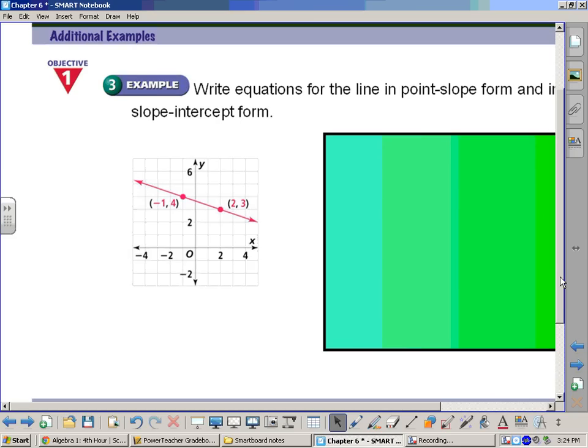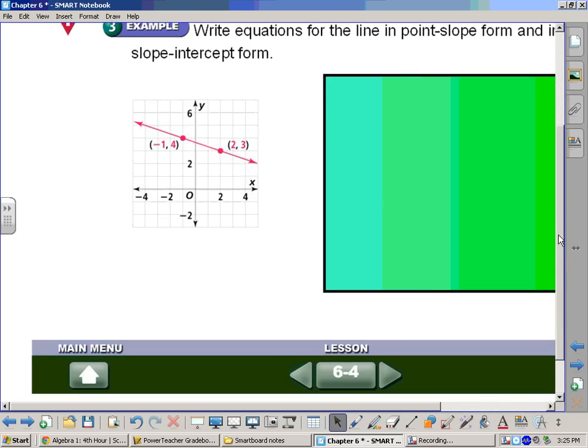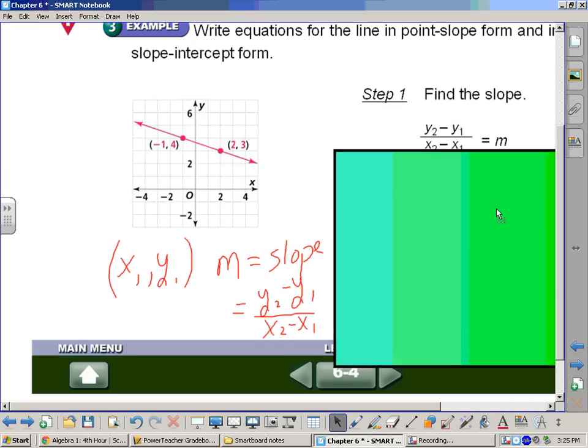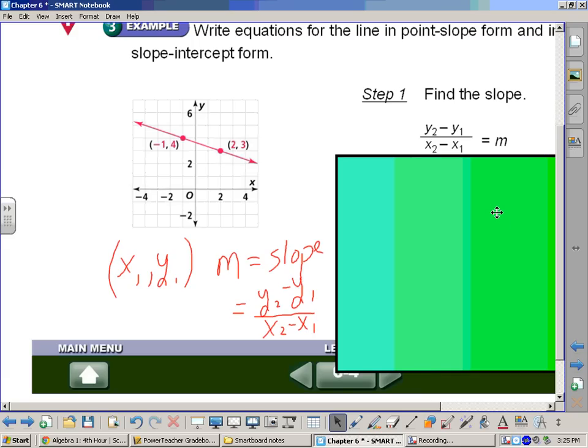Now remember, what are the two things that we need to write an equation? Well, we need x1 and y1, and we need m, which is just the slope. If you remember from section 6.1, the slope is just subtracting two y values over subtracting two x values. So we can find the slope by using that formula, y2 minus y1 over x2 minus x1. Subtract the two given points that we have.